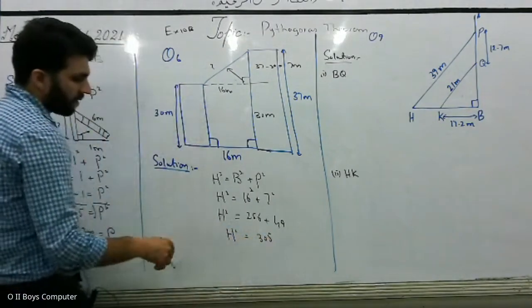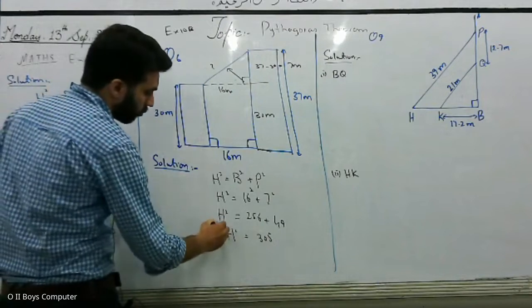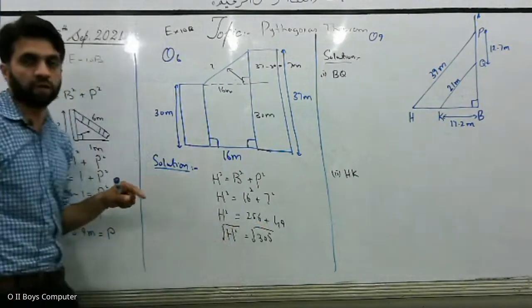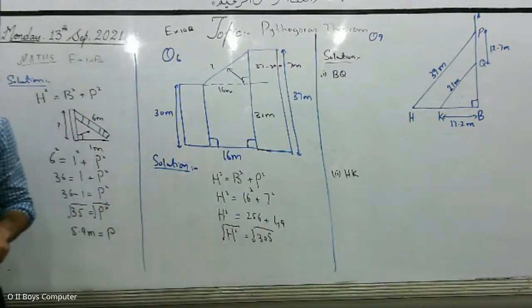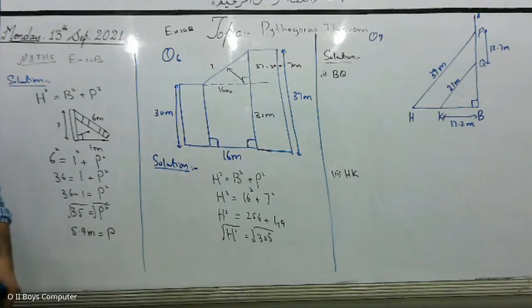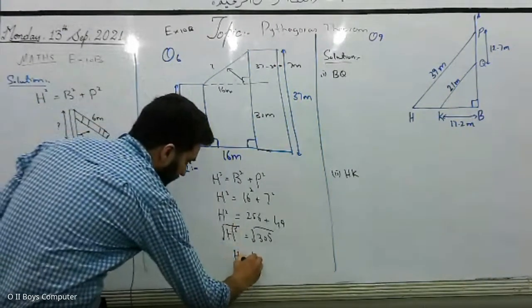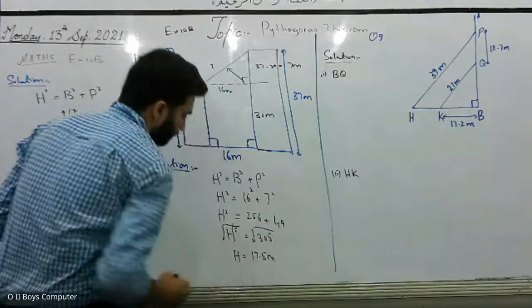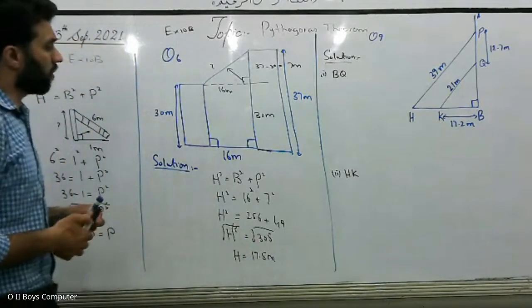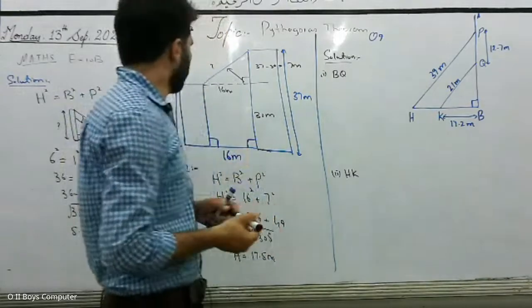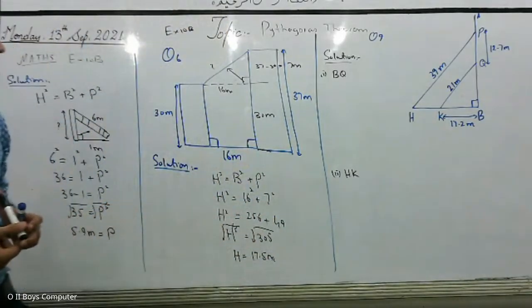In the last step, in every question, you have to take square root on both sides because we have to remove the square on each. So when you take square root of 305, it will be 17.5. So the length of the cable is 17.5 meters. Right? So this is a very practical question. I hope you have understood this question.